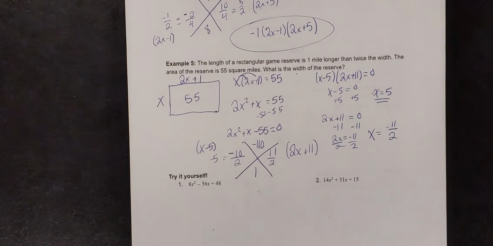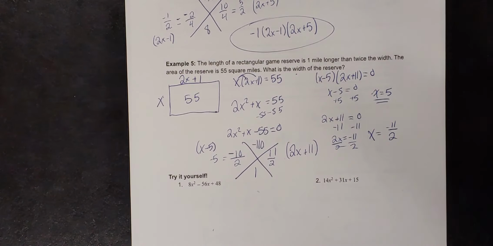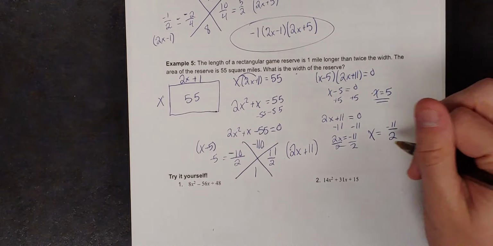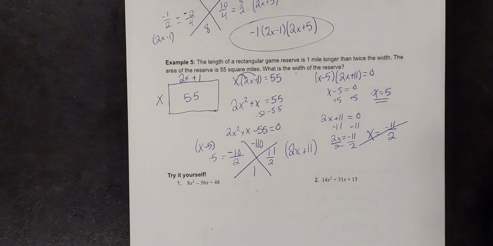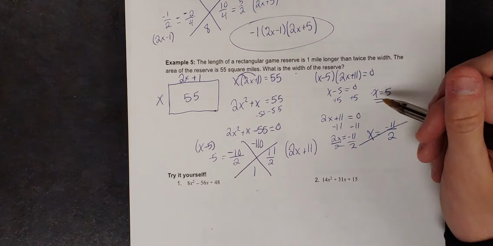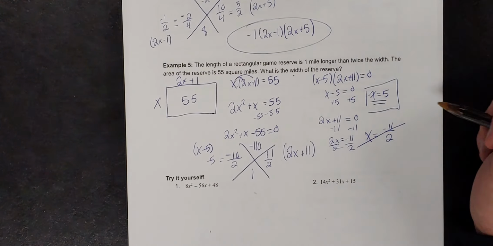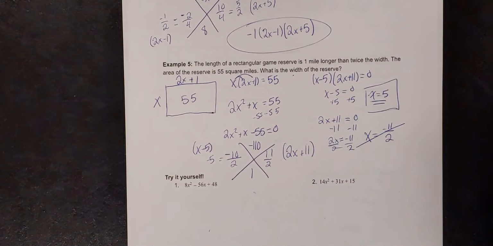That's my second solution. But we're talking about width, which is a length. And can we have a length that is negative? The answer is no. If you thought we could have a negative length, then we're going to have a talk, but we cannot. So unfortunately, x cannot equal negative 11 over 2. So our only answer for this problem is x equals 5.